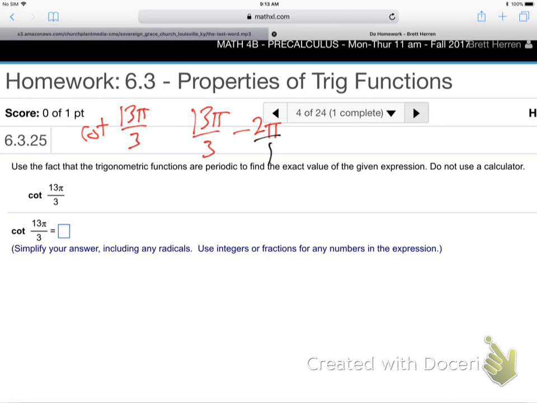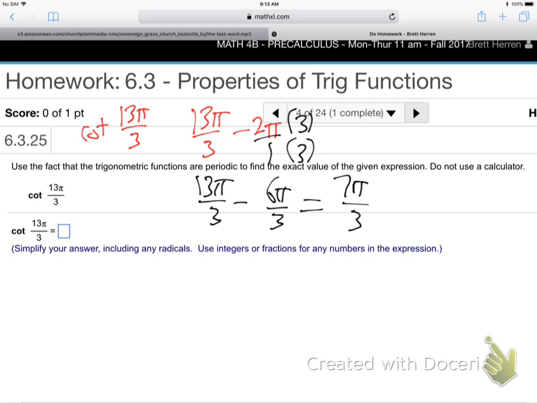Put this over 1, right? Common denominator, so multiply top and bottom by 3. So this would be 13 pi over 3 minus 6 pi over 3. 6 pi over 3 is just a fancy 2 pi. Subtract that, you get 7 pi over 3. Now, is that still more than 2 pi? Yes, it is. 3 goes into 7 more than 2 times, huh? So do another 7 pi over 3.